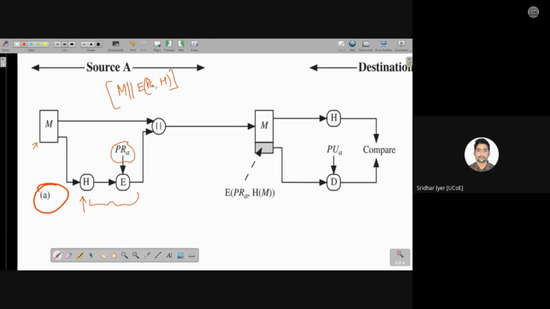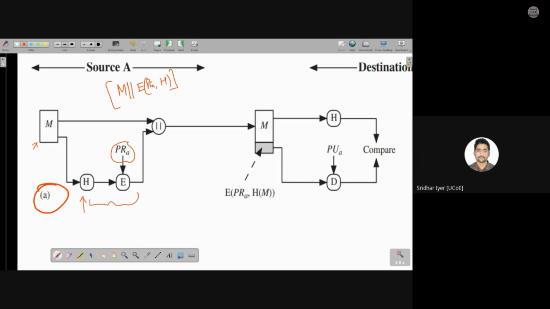Let's have a look at what we are doing. There is a message M. We take a hash of it. We'll see later on what the various algorithms are using which we can take a hash. Once we take the hash of that message, we encrypt that hash with PRA, that is the private key of A. Is it fine till now? Once we get the result of this hashing algorithm and encryption algorithm, we append it with the existing message and then we send it to the receiver.